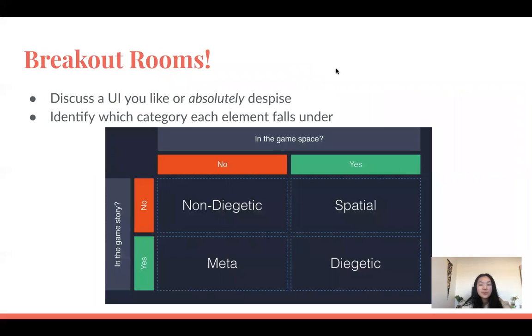Cool. So now we're going to do breakout rooms. And so we'll discuss a UI that you like or a UI that you absolutely despise, and identify which category each element of the game that you're talking about falls under in these categories that we talked about. So once again, there's non-diegetic, spatial, meta, diegetic, depending on whether it's in the game space or in the game story. And I think Jasmine would assign breakout rooms at this point, but since this is a recording, I'm going to move on.